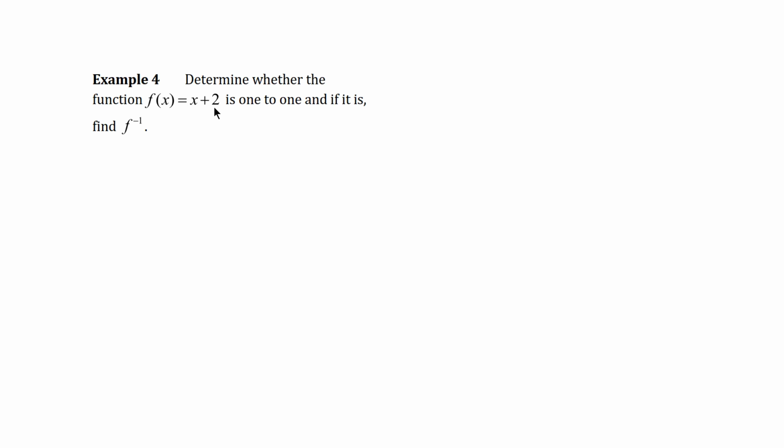Next, we need to find the formula for the inverse function. We start off by replacing f of x with y, so we get y equals x plus 2. The second step is interchanging x and y. We get x equals y plus 2. The third step is solving for y. We need to get rid of the positive 2 by subtracting 2 from both sides of the equation. The result is x minus 2 equals y. Next, I flip the equation, so we have y equals x minus 2. The last step is replacing y with f inverse of x. So our final answer is f inverse of x equals x minus 2.